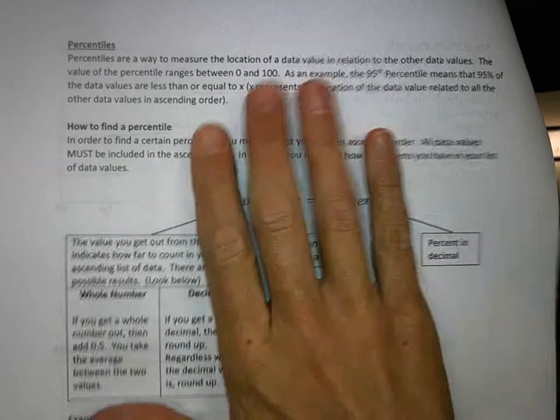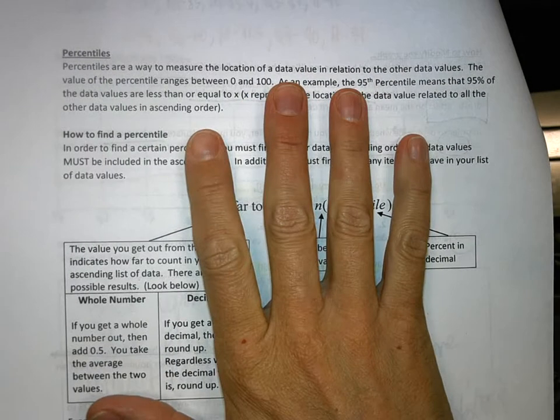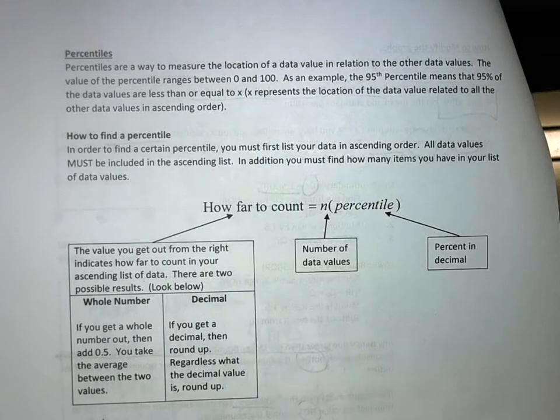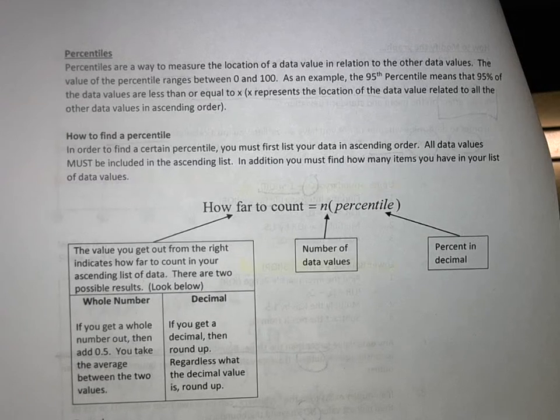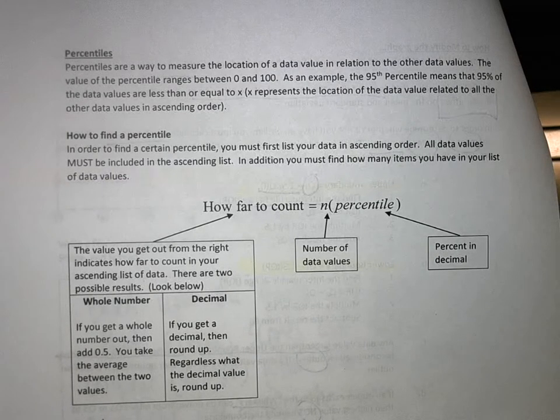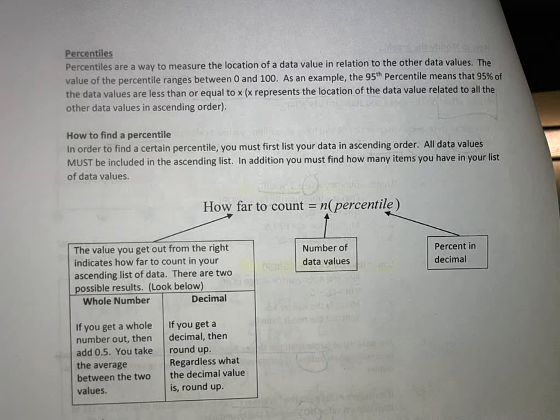It's a way to measure the location of data in relation to other data, okay? The value of the percentile range is between 0 and 100, which would make sense because really there isn't anything more than 100%, right? Even though there's extra credit and stuff, it's really 0 to 100. As an example, the 95th percentile means that 95% of the data values are less than or equal to that value. X is the location of wherever that data point is.